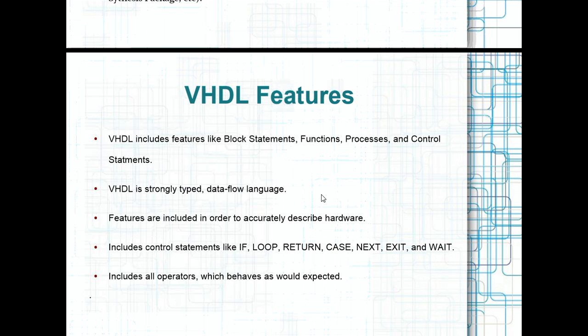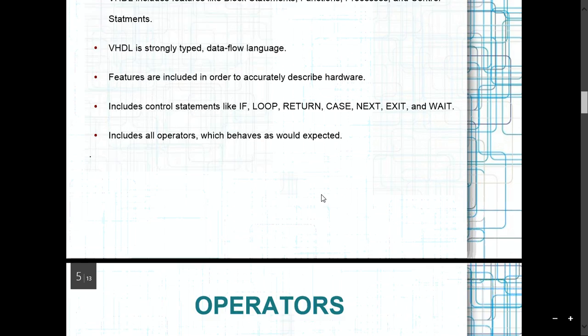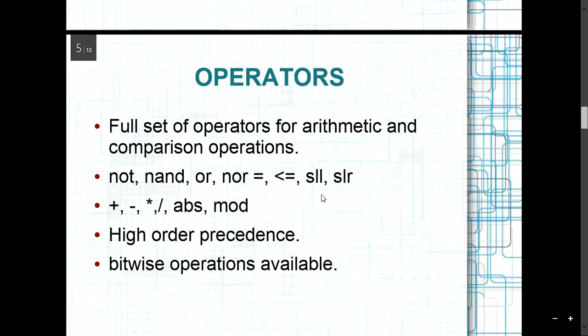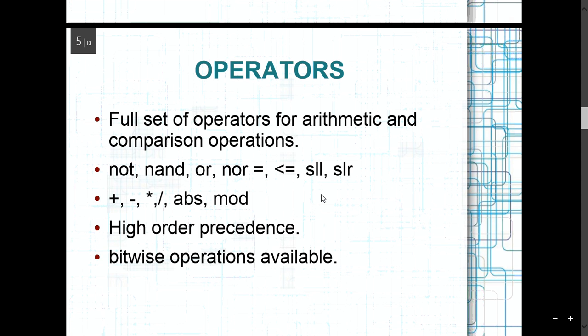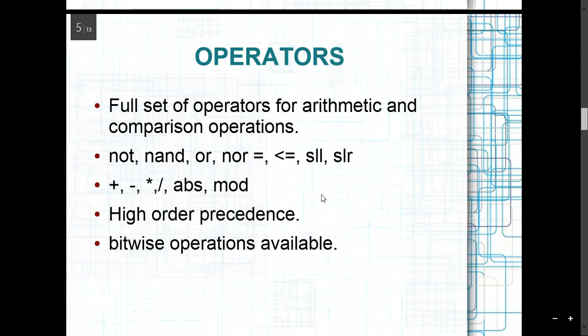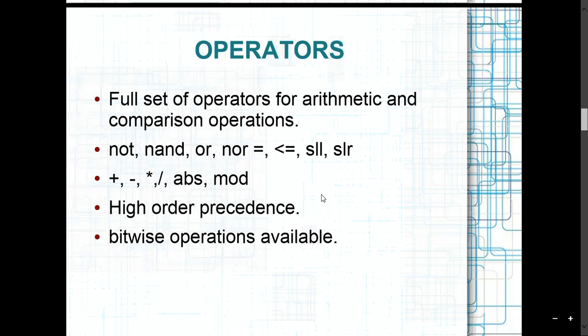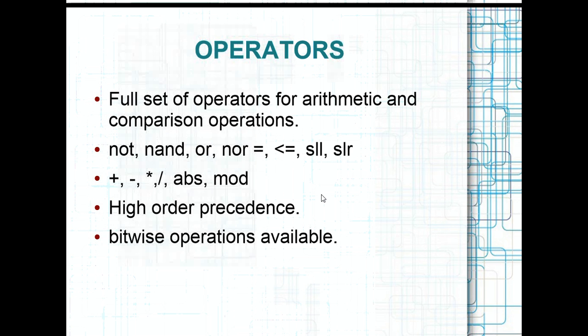VHDL includes statements such as if, loop, return, case, next, exit, and wait, and it includes all operators, which behave as would be expected. Here we have a simple example of operators. We have a full set of operators for logic and comparison operations: not, NAND, or, nor, equal, etc. We also have the basic arithmetic operations like plus, minus, times, and some added ones for absolute value and mod.